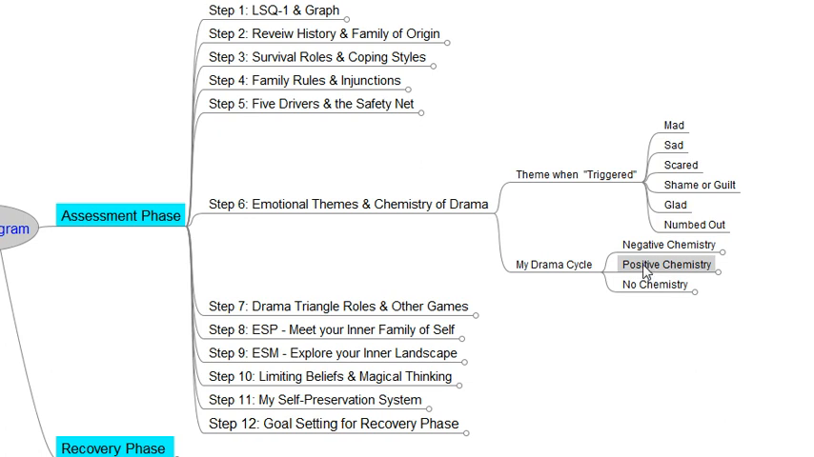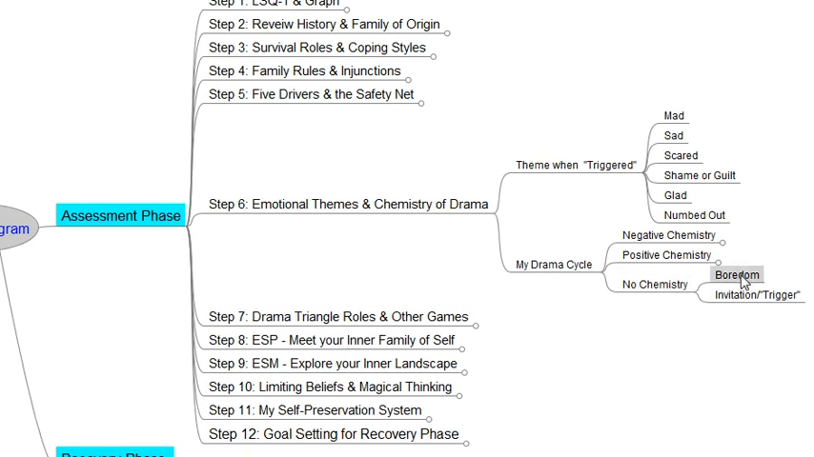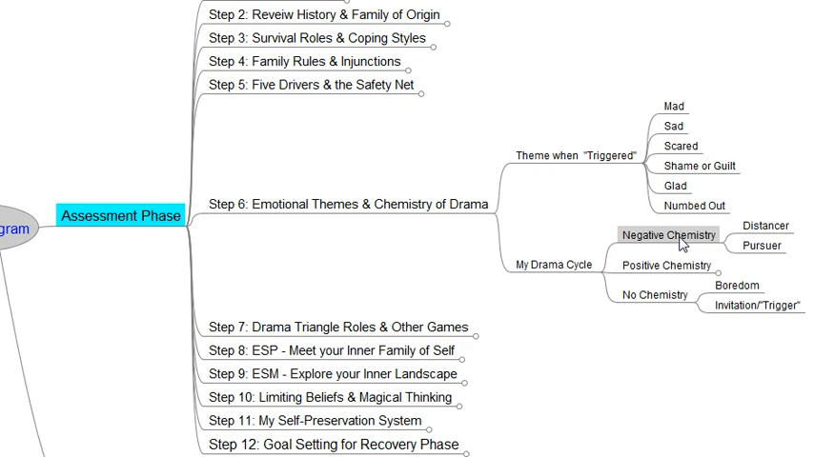And then, like any other anesthetic or sedative, that happy feeling wears off pretty soon, and then I have no chemistry at all. When I have no chemistry at all, as a couple we may get bored. And then one of us may say exactly the right thing at exactly the wrong time, triggering the other one, so that we get into a phase of negative chemistry, where one of us distances and the other pursues. And there's a fight or some other kind of drama that takes place.